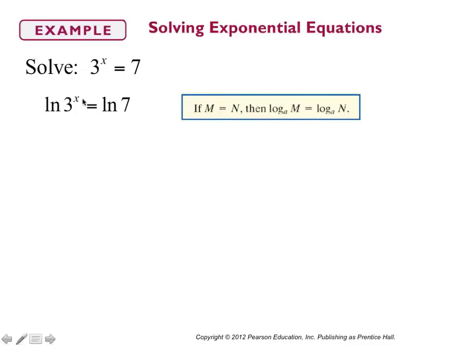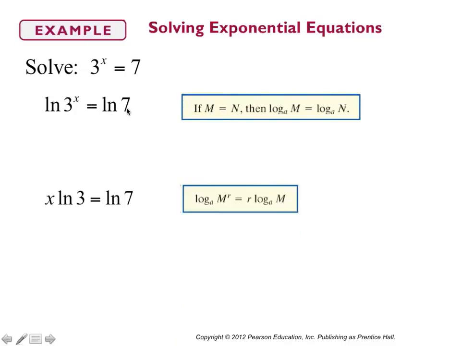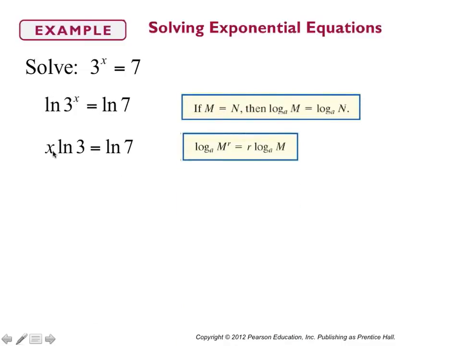So what we end up with is ln of 3 to the x equals ln of 7. And then we take our exponent, move it out front. So we get x times ln of 3 equals ln of 7. And then we're just solving for x, so we just divide by ln of 3. So our exact solution is going to be ln of 7 divided by ln of 3. And our approximate solution would be 1.771.